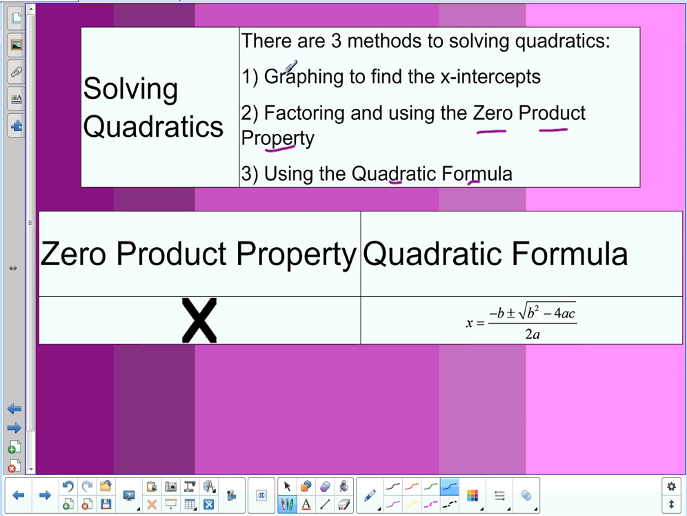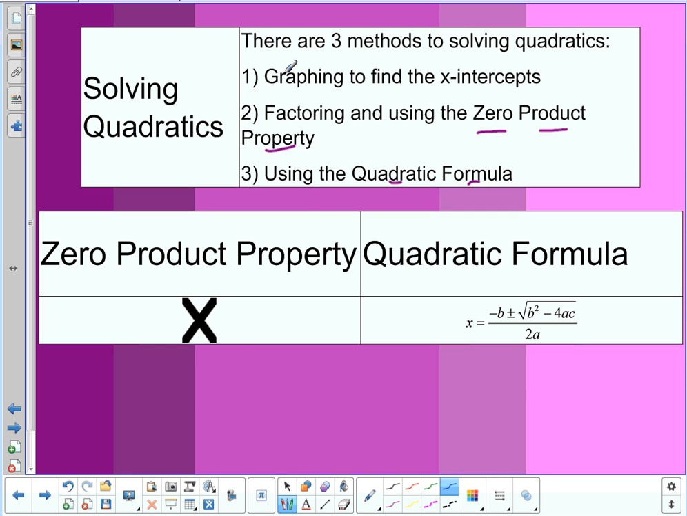Now, while graphing is not too bad, it's pretty quick. We can make a graph pretty easily by making a table and putting it on the coordinate plane. Graphing is not always the most reliable method because it's not always the most accurate. You can't always see where those x-intercepts are, especially if they're not whole numbers. If they're between two whole numbers, then it's going to be hard to really determine what those solutions are.